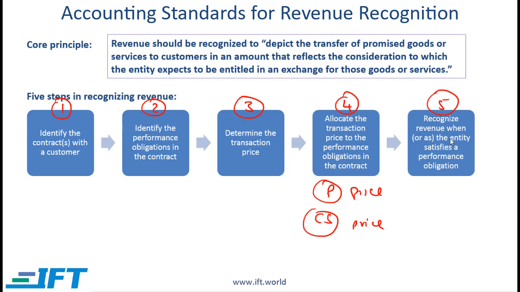And then in step 5, revenue is recognized when the entity satisfies a performance obligation. So let's say the product is delivered upfront, then the revenue can be recognized once this product has been delivered. Let's say that the service is rendered over a 1-year period. So for this service, the revenue is recognized as this performance obligation is fulfilled.